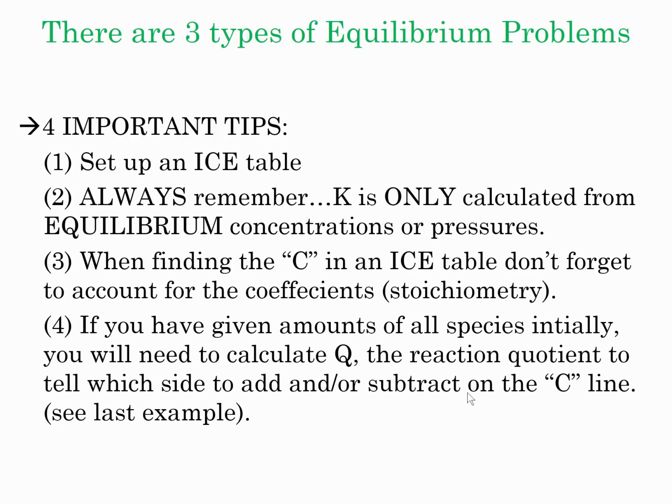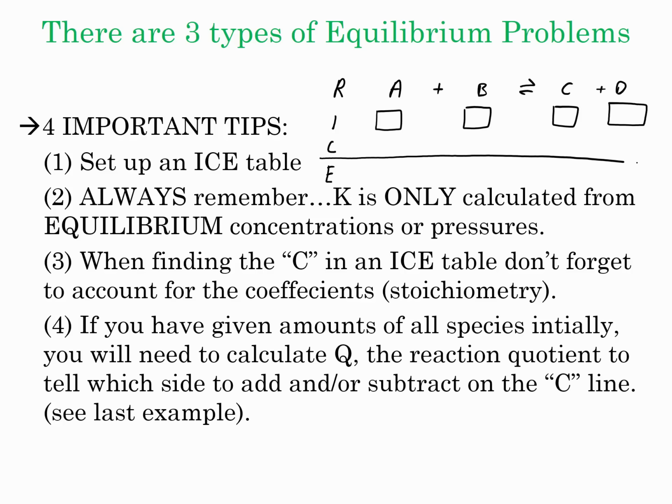Generally, when you're doing an ICE table, let me show you. It's really important to set up the problem like this. Here's our reaction: A plus B makes C plus D. Your initial amounts go right here, right underneath. Then you could set up boxes that you have to fill in. Then you have a change amount, and then you have an amount on the E line. So that's what I mean when I say line.